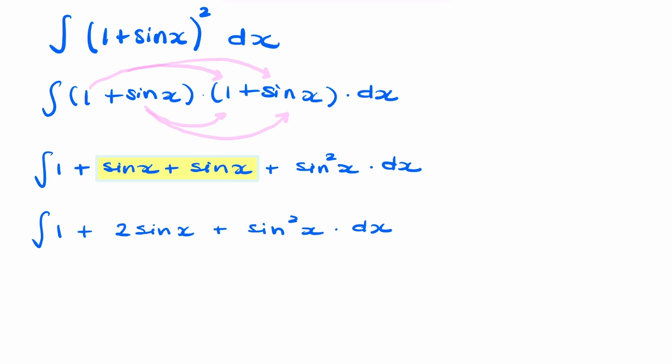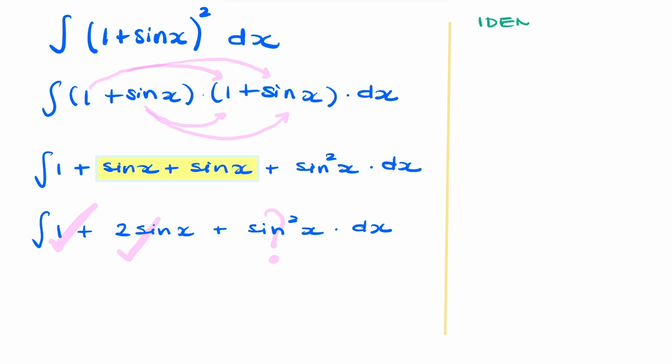Now, I know how to integrate the 1. I know how to integrate sine x. But how do we integrate sine squared? It's not that straightforward. We're going to need at least one identity. I think we're going to need 2. So generally, the identity you would use would be a double angle formula whenever you have a sine or cosine squared.